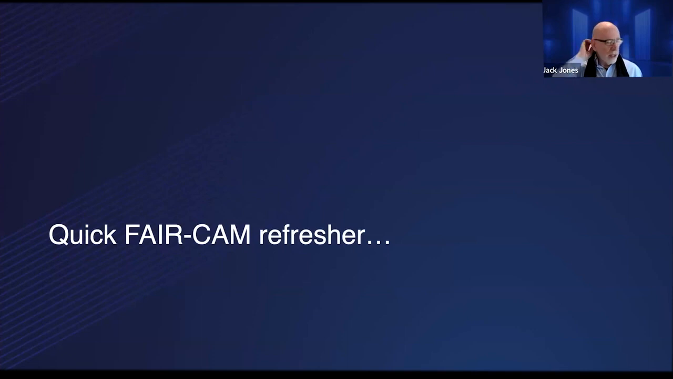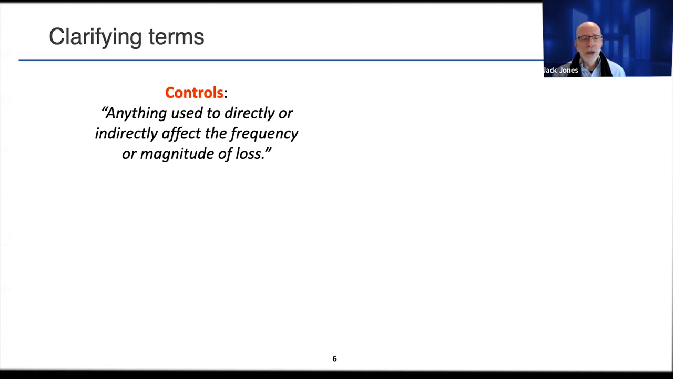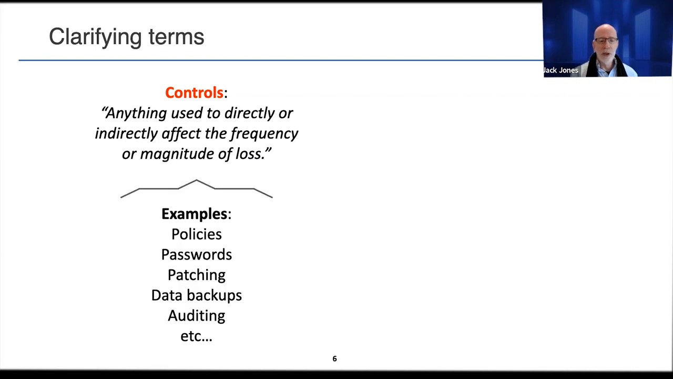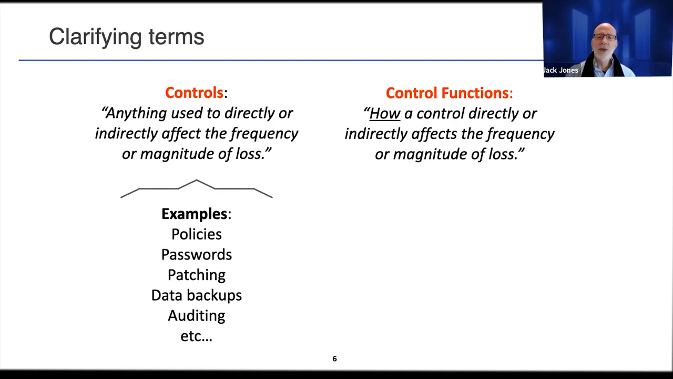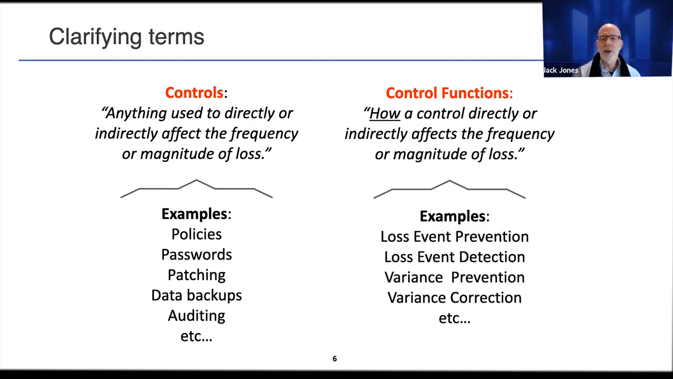So before we get into that, because I'm not going to assume that everybody here is familiar with FAIR CAM, the FAIR Controls Analytics Model, which is something we just published this fall, let me cover that very quickly. A couple of terms: controls. These are the things that affect the frequency or magnitude of loss. And here we see some examples that we all know and love. And then control functions describe the ways in which these controls affect the frequency or magnitude of loss. And we see a few examples here. There are actually a lot more functions than this.